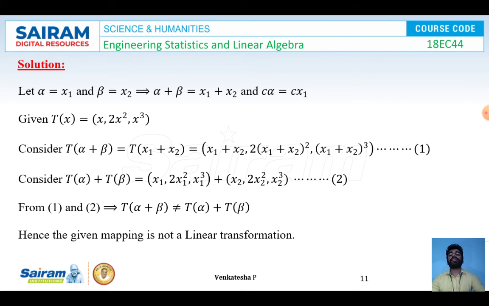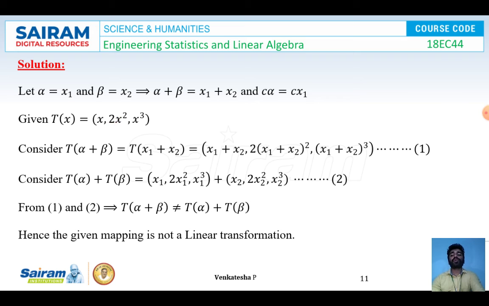So I'm going to define two vectors again, alpha and beta. Since they have given that the mapping is from V1 to V3, I will be taking alpha and beta as single variables. That is, alpha is equal to x1, and beta is equal to x2. Then alpha plus beta will be equal to x1 plus x2, and c alpha is equal to c of x1.